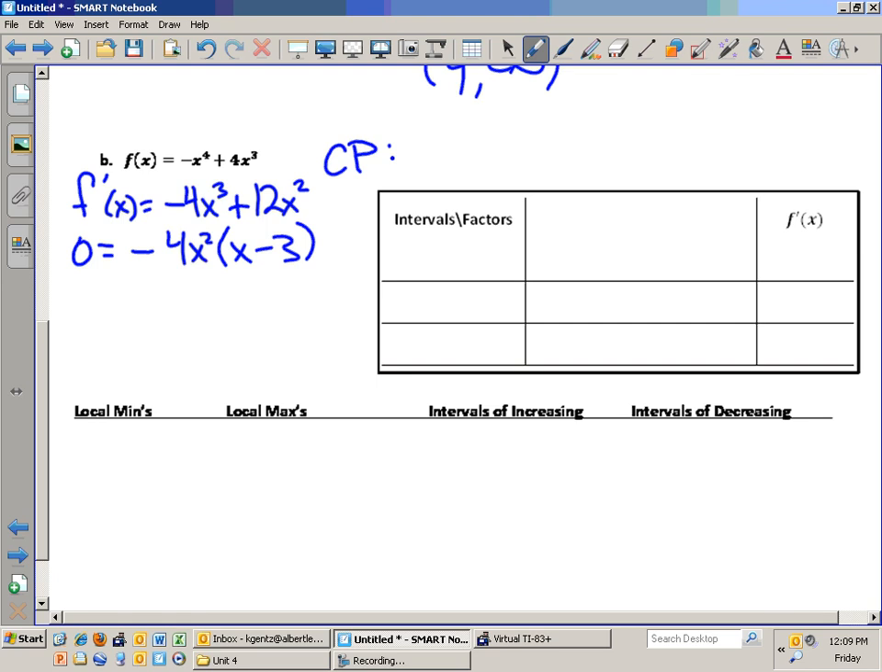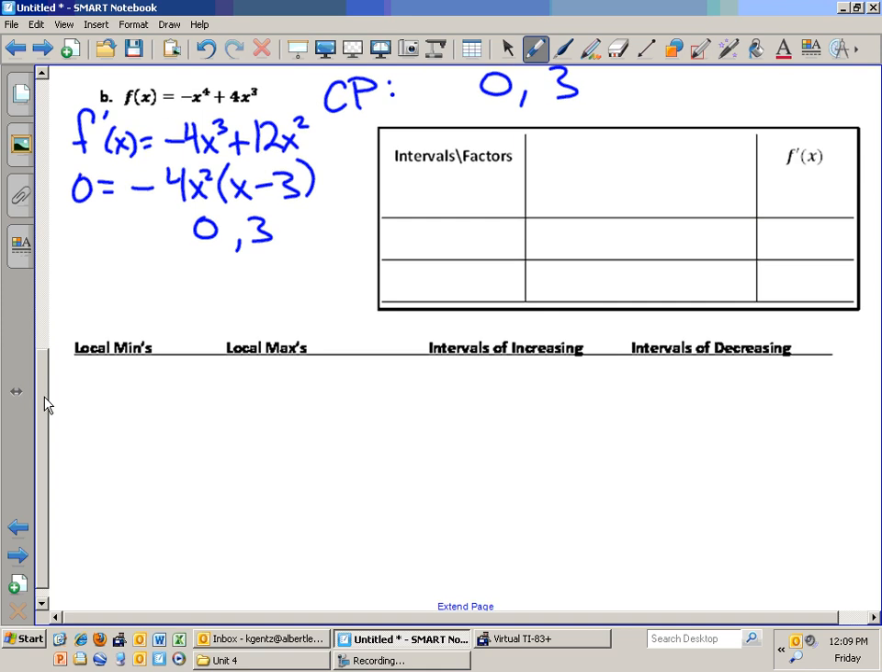So what are my critical points? So 0 and 3 are where something interesting happens. Okay? And we'll find out more about that. 0 and 3 is where something interesting happens.